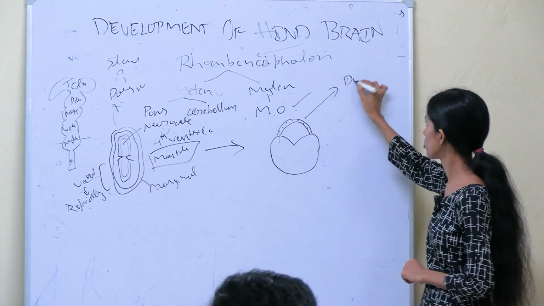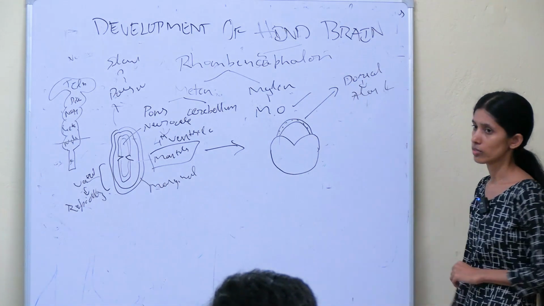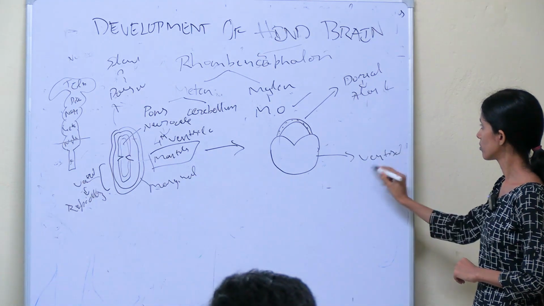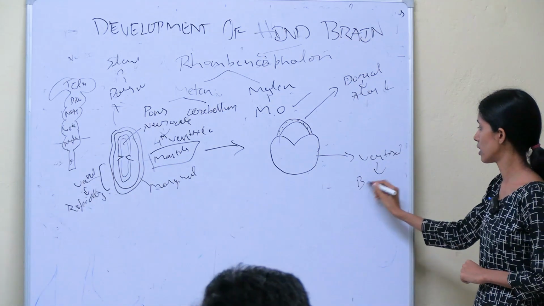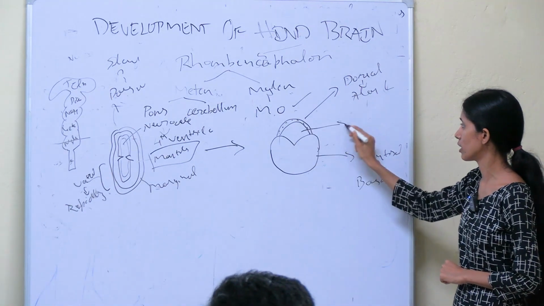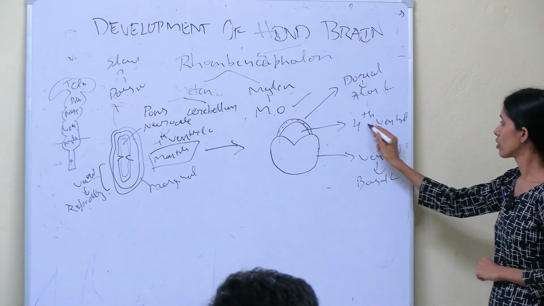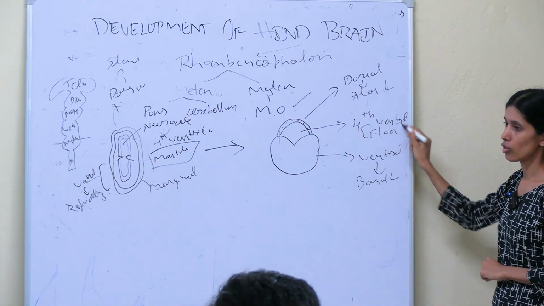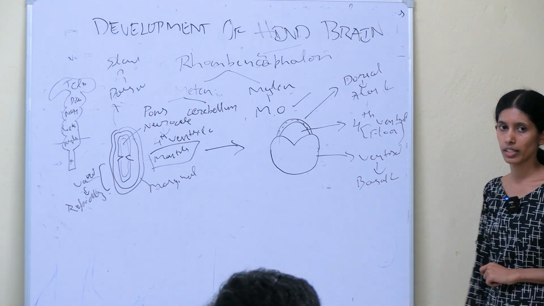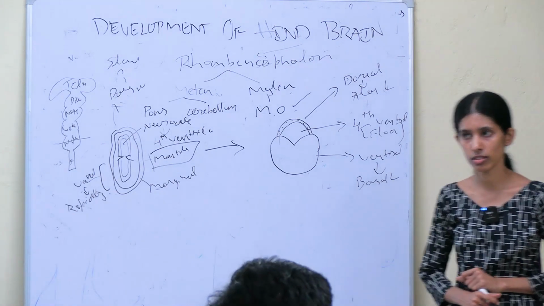So this is the dorsal part, that is your alar lamina part, and this whole structure is the ventral part, that is the basal lamina part. Okay, and this cavity what you are seeing here is going to develop as your fourth ventricle, the floor part of the fourth ventricle. Okay, any doubts? Any doubts in this?